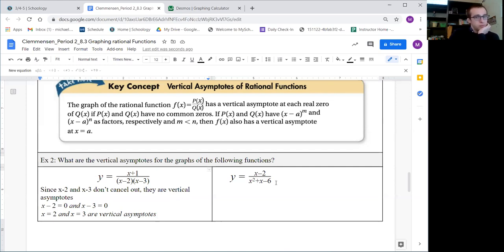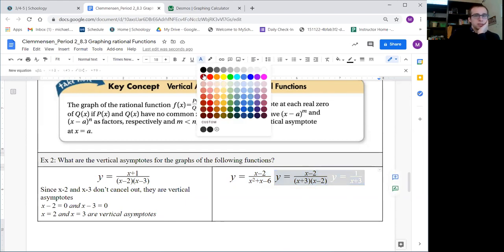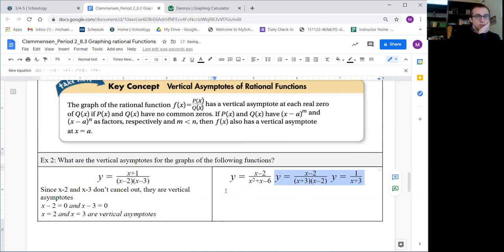Let's do this problem now. I'm going to do that same process we did above. I need to factor first, see if I can cancel anything out. I factor to be x plus 3 times x minus 2. I notice that the x minus 2's cancel, and so we get 1 over x plus 3 in the end.